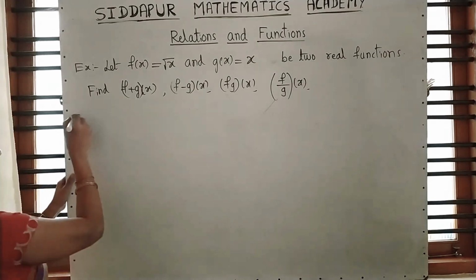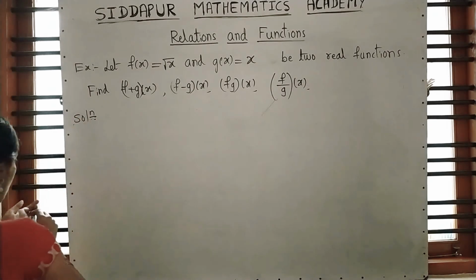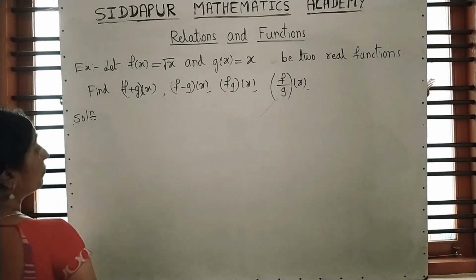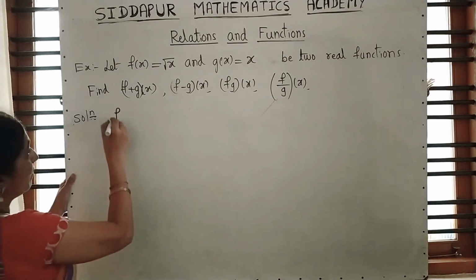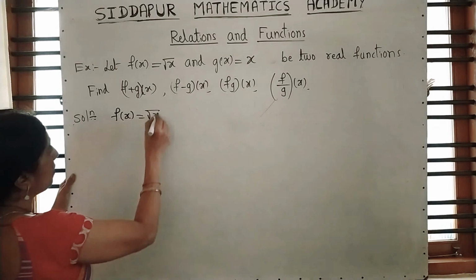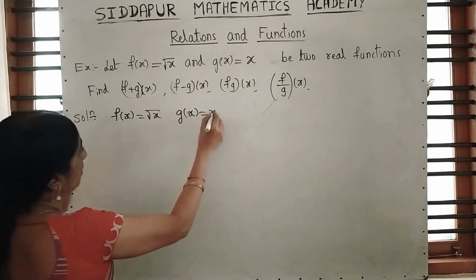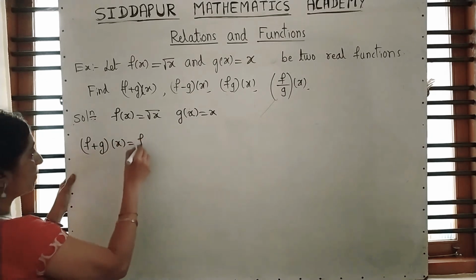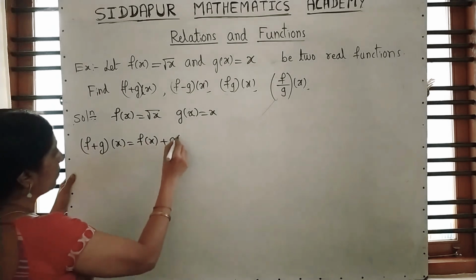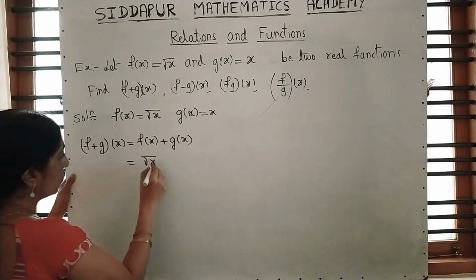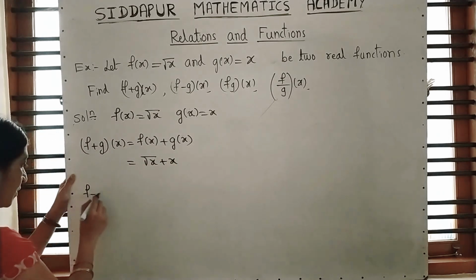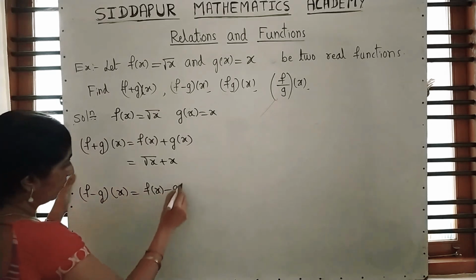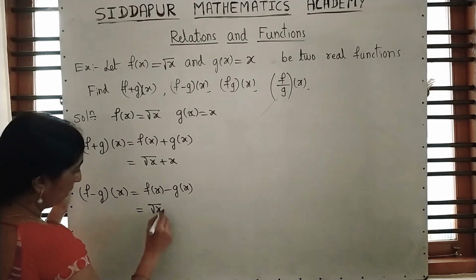Moving to the next example, f(x) is root x and g(x) is x. They are asking again for the same addition, subtraction, multiplication and division. First I write f(x) is root x and g(x) is x. The first one, addition: (f plus g)(x) is f(x) plus g(x), that is root x plus x. Next, subtraction. This is nothing but f(x) minus g(x), root x minus x.